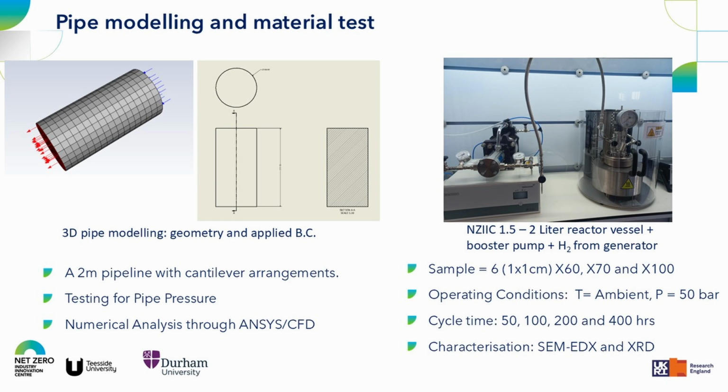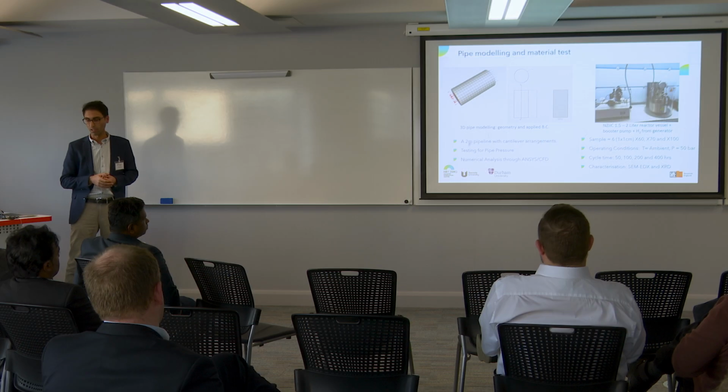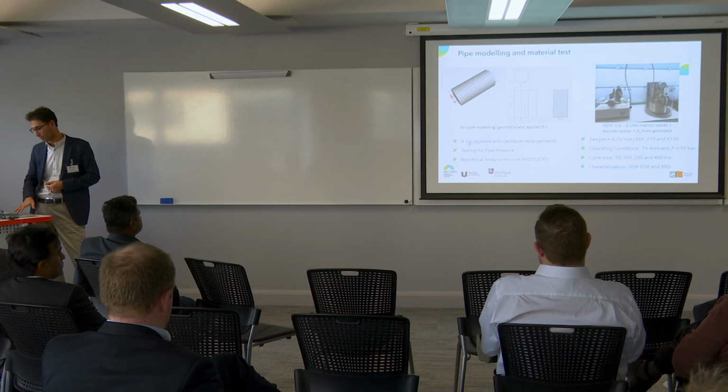And the characterization is going to be done with the SEM, EDX, and XRD, which is the X-ray image processing to detect the micro cracks and the corrosion. If there are any micro cracks on the surface of the pipeline, with this measuring system we can detect them in the pipeline.